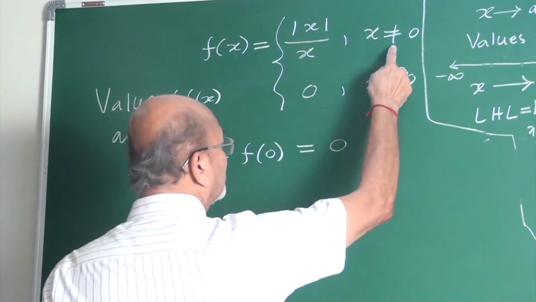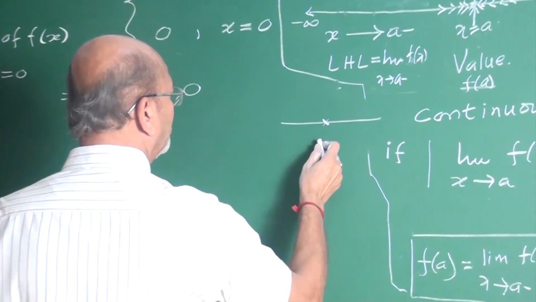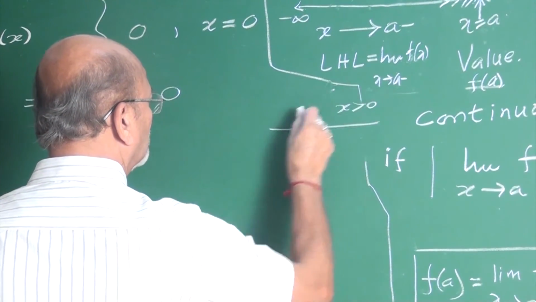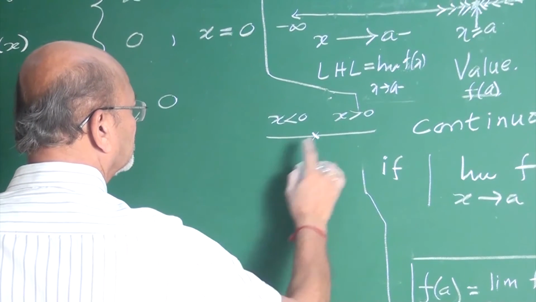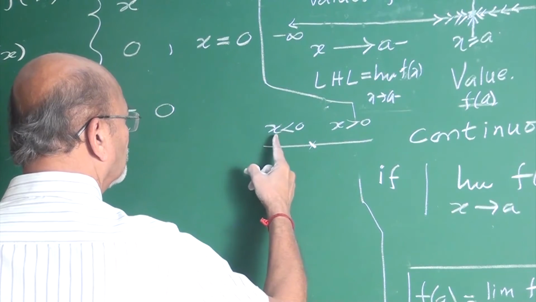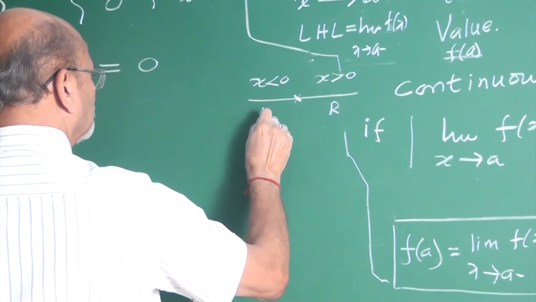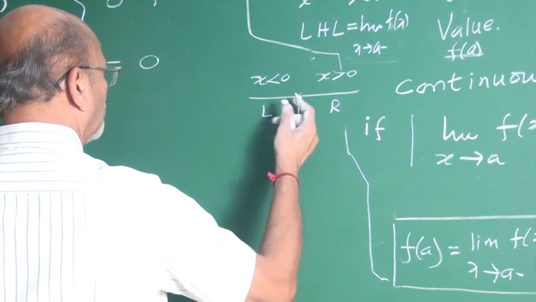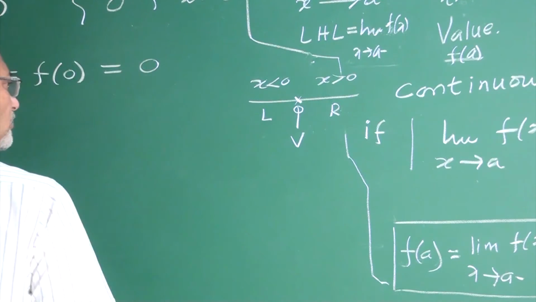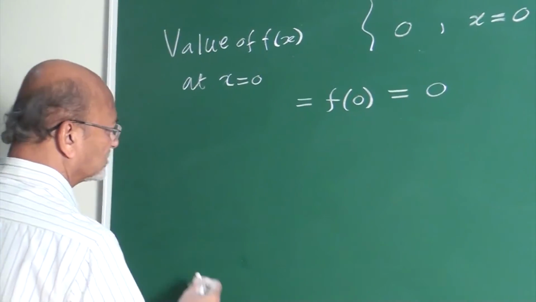Next, my friends, x is not equal to 0. This is your 0. When x is not equal to 0, it means the value is greater than 0 or less than 0. Then there exist two cases. Greater than 0 is for RHL, less than 0 is for LHL. The value at 0 is already given, it is 0. Then you go for RHL and LHL.